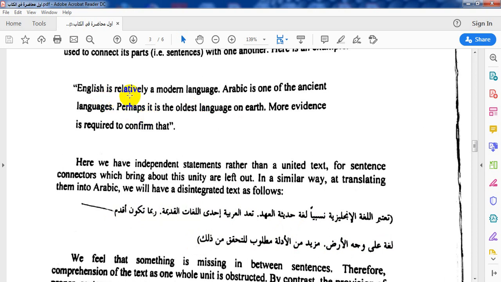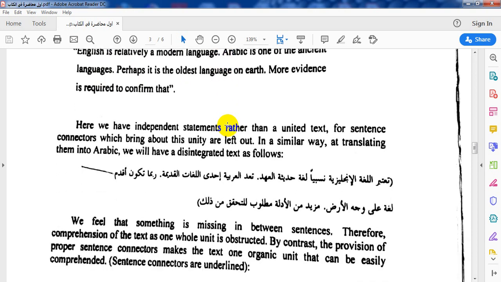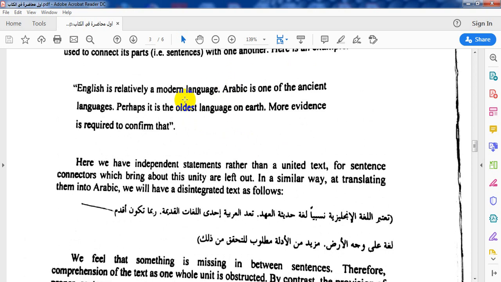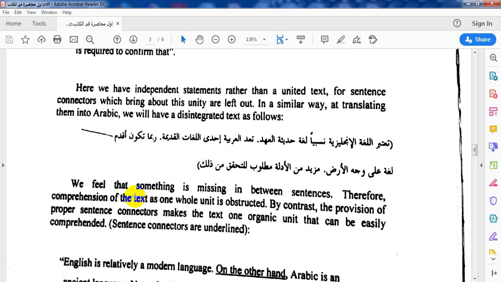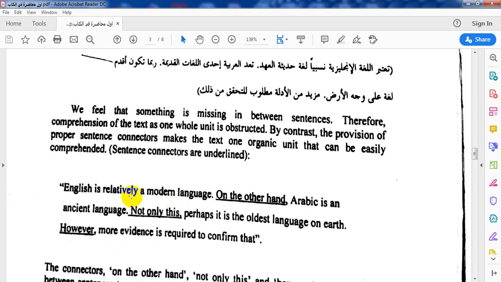In these sentences, there are no connectors or conjunctions. Let's try the same sentences with connectors. Those connectors or conjunctions are underlined.